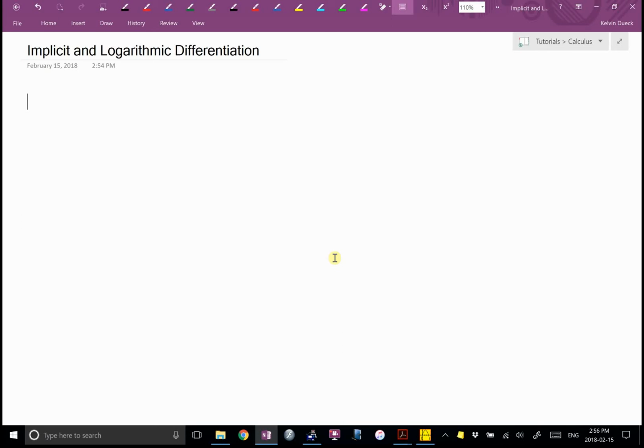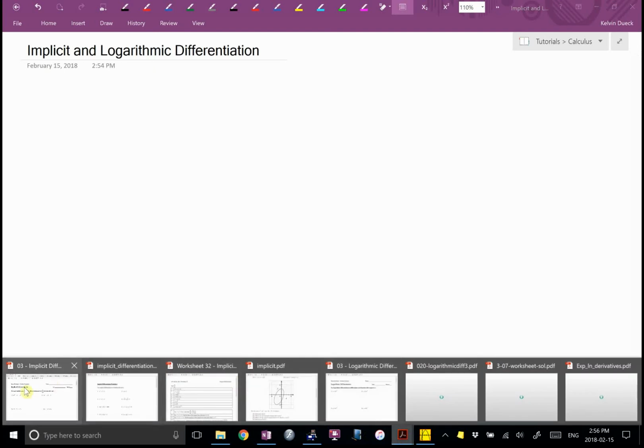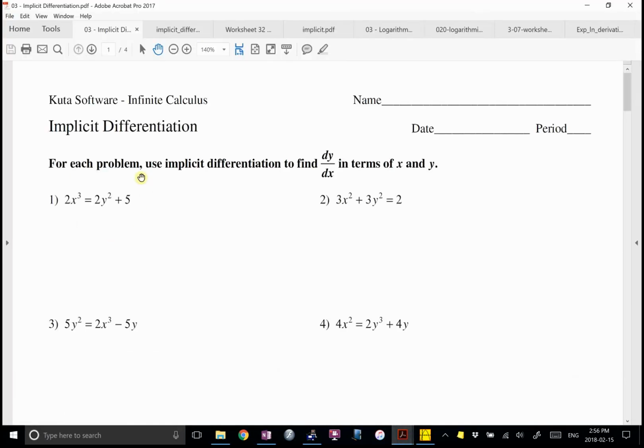Implicit differentiation, all that means is, what if I can't get the y by itself? And I still want to find the derivative with respect to x. I have to derive implicitly. I have to imply what's going on. So here is a great example of a classic implicit differentiation question here.